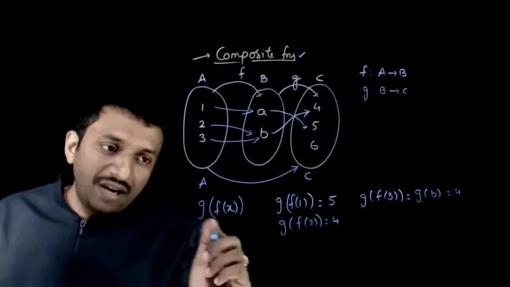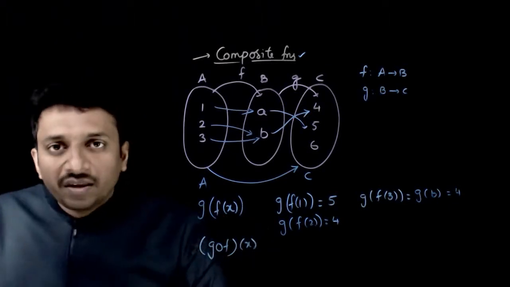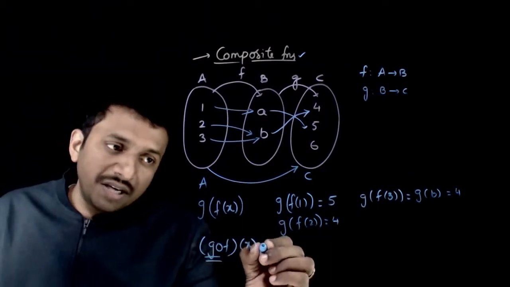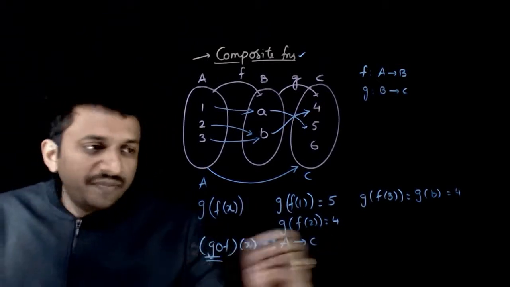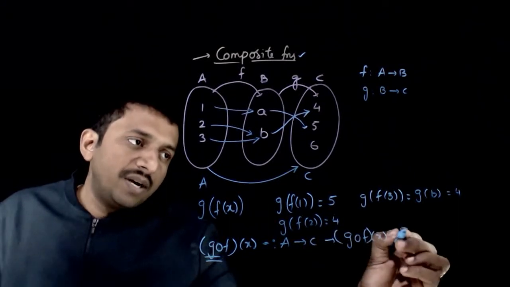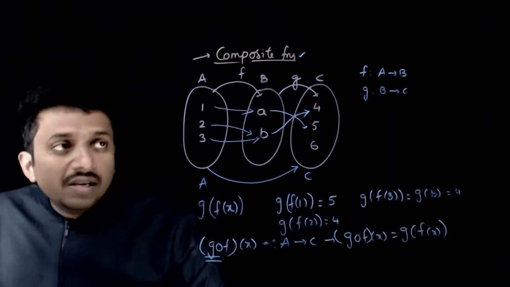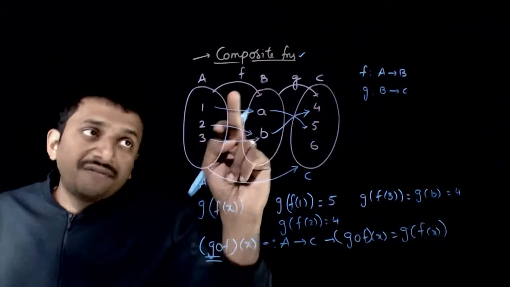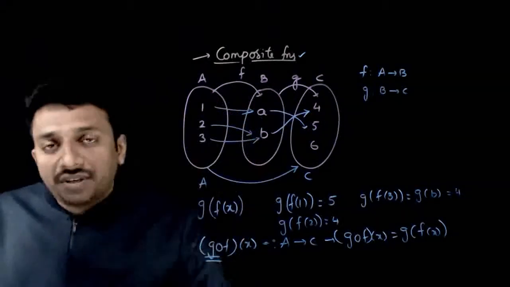So this composite function is called gof of x. So gof of x is the function defined from set A to set C, and gof of x is nothing but defined as g of f of x. So you have to understand that the function is defined in the reverse order. If f is the first function and g is the next function, the composite function will be gof of x.